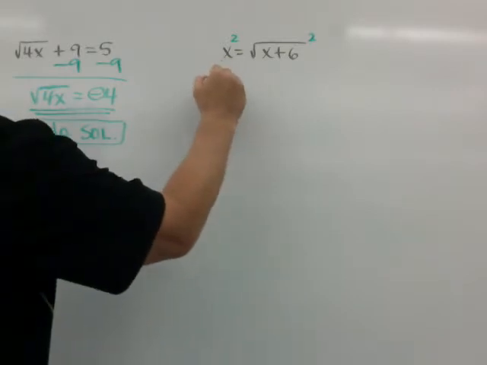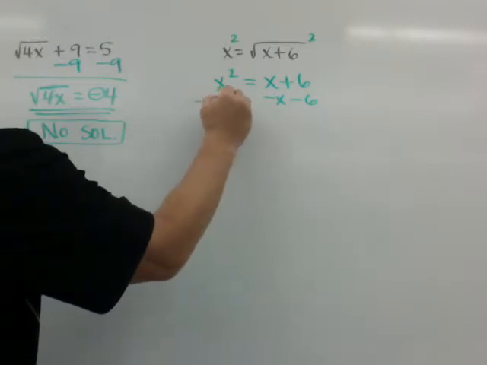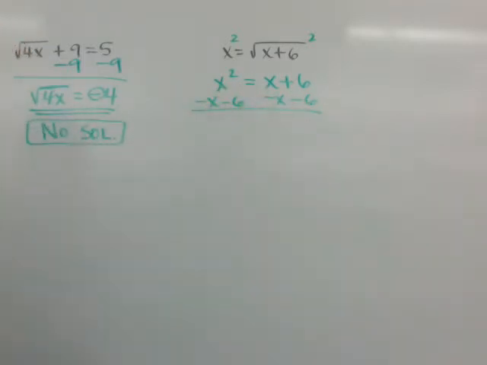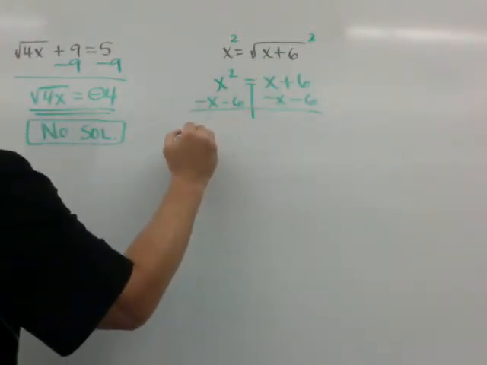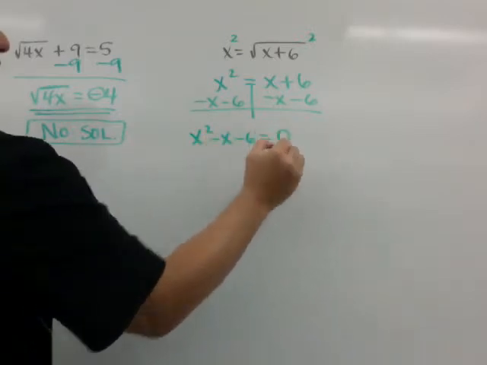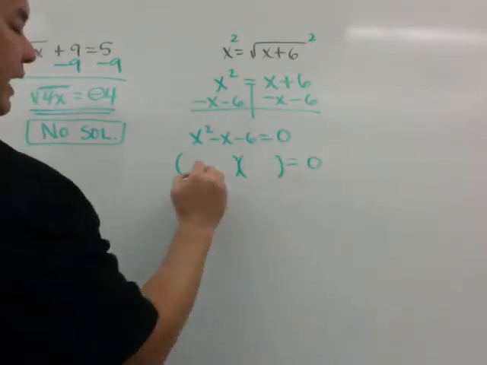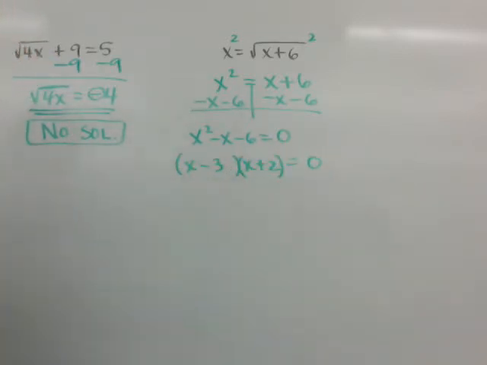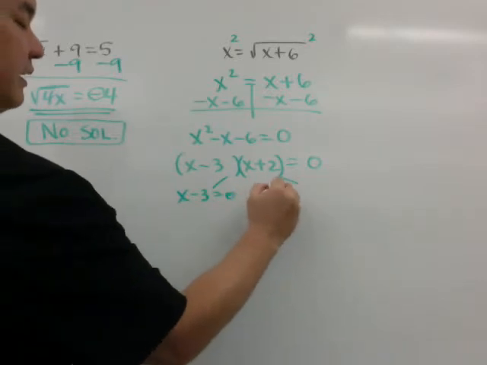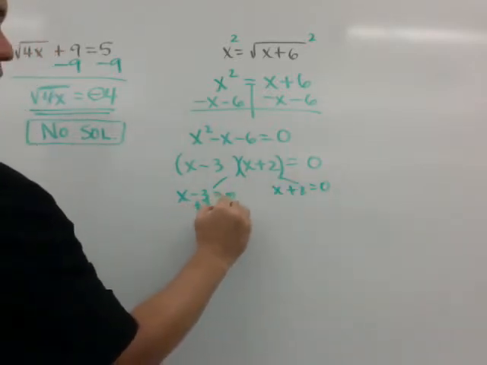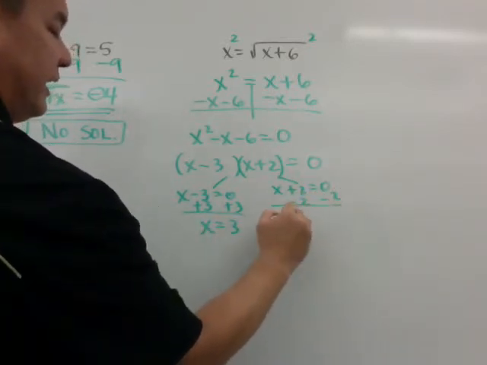Okay, so this becomes x squared is equal to x plus 6. I'm going to subtract x and 6 in one step just to save time, because I want to move this onto this side of the equal sign. So I get x squared minus x minus 6 is equal to 0. Now I can solve by factoring, and I get x minus 3 times x plus 2. I can use the zero product property. So x minus 3 is equal to 0, and x plus 2 is equal to 0. I'm going to add 3 to both sides and get x is equal to 3. I'm going to subtract 2 from both sides and get x is equal to negative 2.